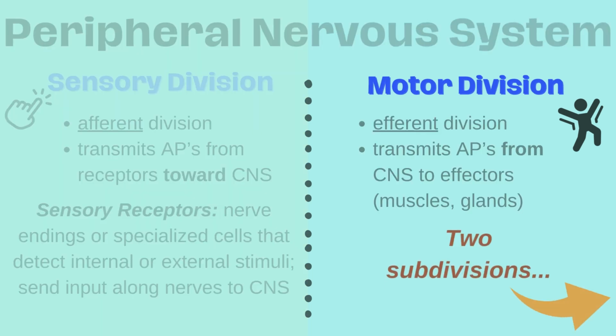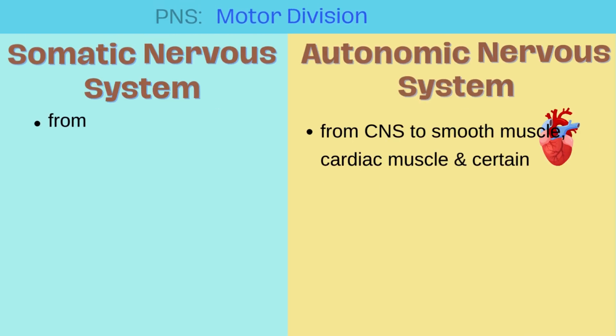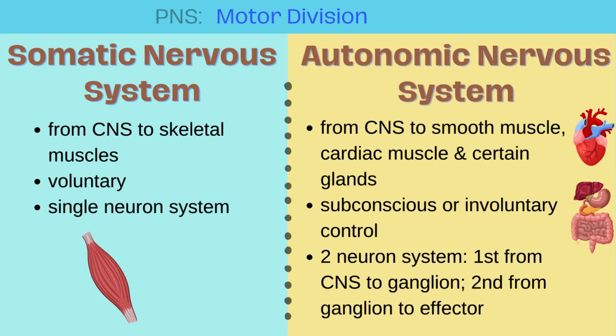Now we will look at the subdivisions of the motor division. The motor division of the peripheral nervous system is subdivided into somatic and autonomic nervous systems. The somatic nervous system is the part of the motor division that runs towards skeletal muscles. This is the voluntary nervous system. It is made of one single neuron.